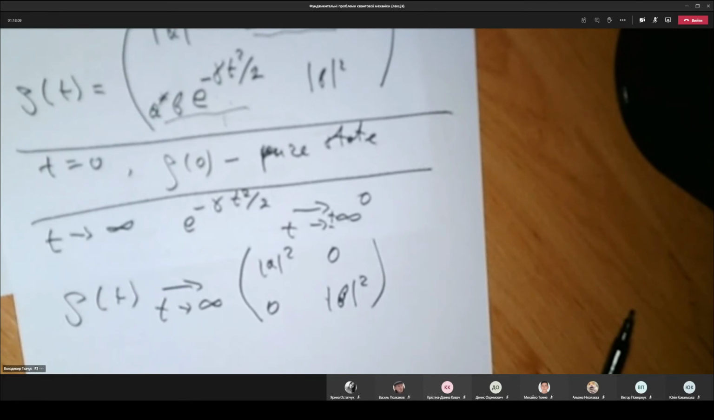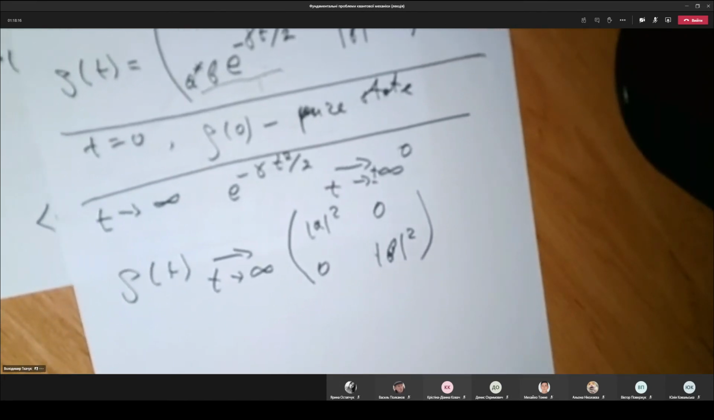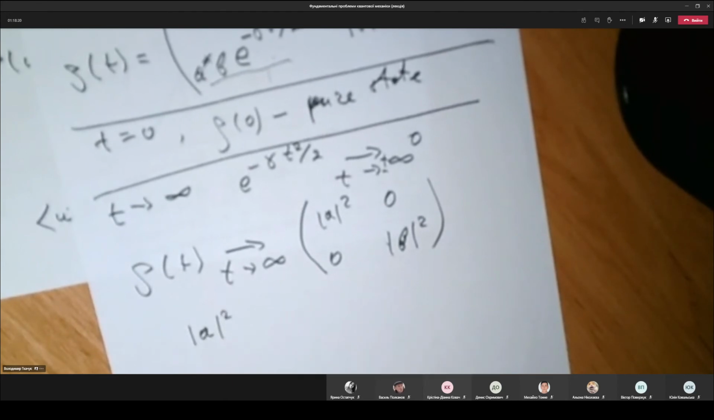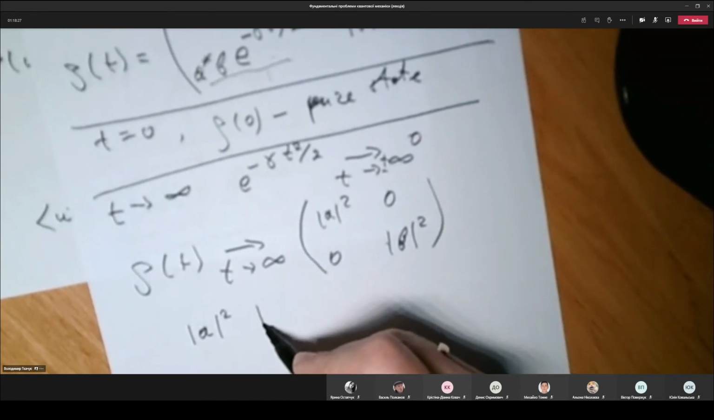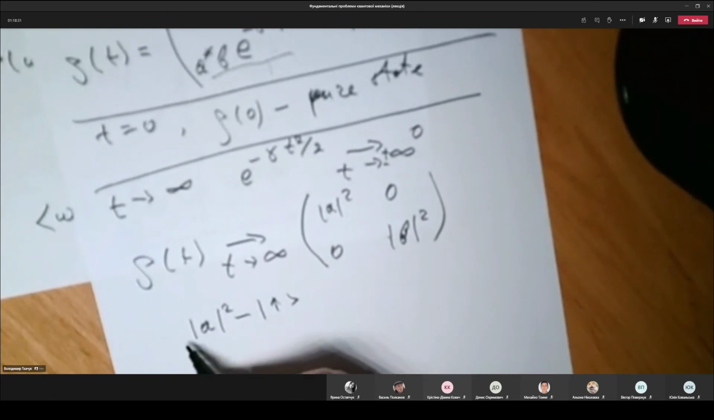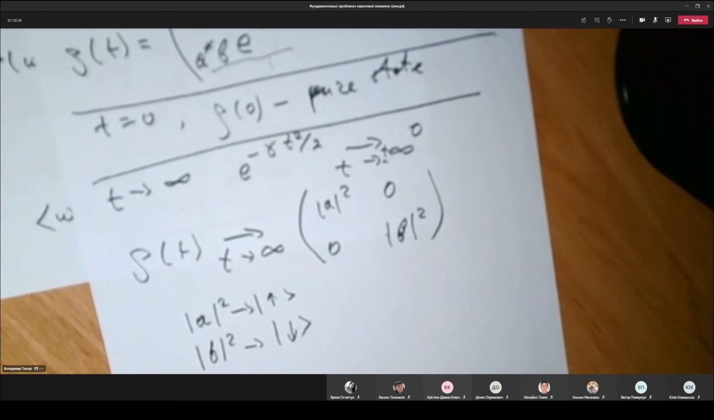This density matrix describes the following situation. Here, with probability A squared in this set of spins, we obtain spin arrow up, and with probability B squared, we obtain spin arrow down. So the situation is the following.